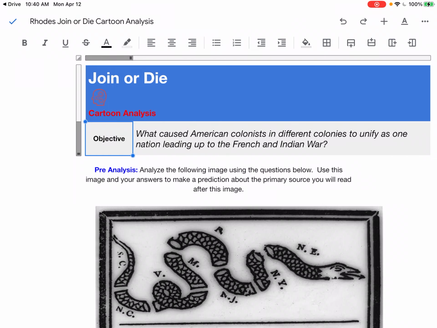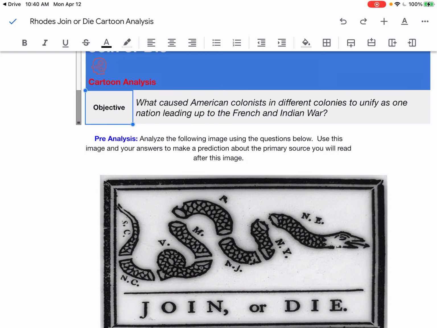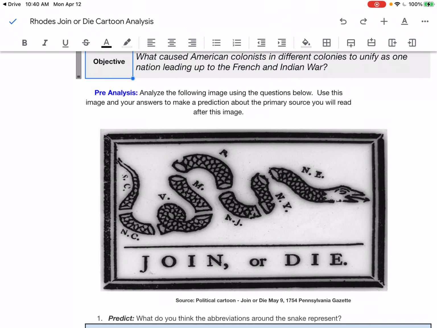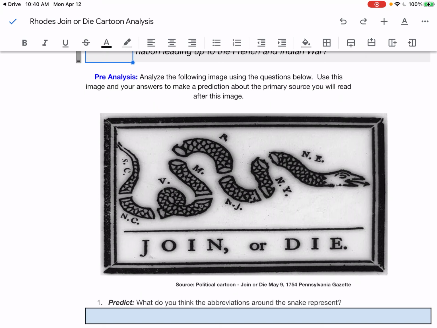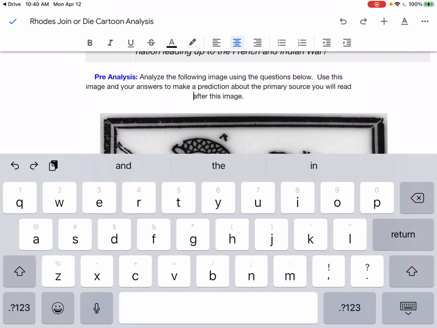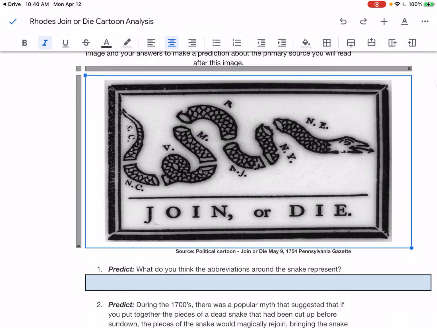So the first section I want you to focus on is this pre-analysis. I want you to analyze the following image using the questions below. You're going to answer those questions making predictions, and this is a primary source. So this is something that was created during the time in which we were studying. So let's take a look at this cartoon together.